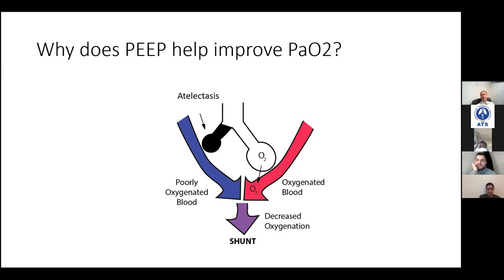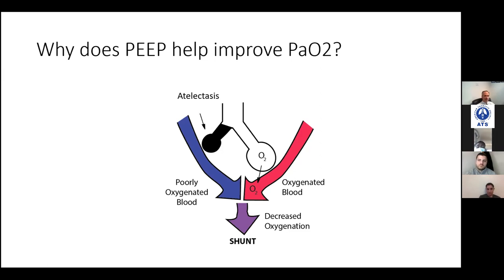Yeah, okay. And when that blood that is going by a non-aerated alveolus mixes, that's shunted blood. When that shunted blood mixes with the oxygenated blood, that's going to lower the overall oxygenation of the blood that's going back to the left heart. That's bad, right? So we don't like shunt. Shunt's a big problem with oxygenation. And what is PEEP or anything else that increases the mean airway pressure going to do?